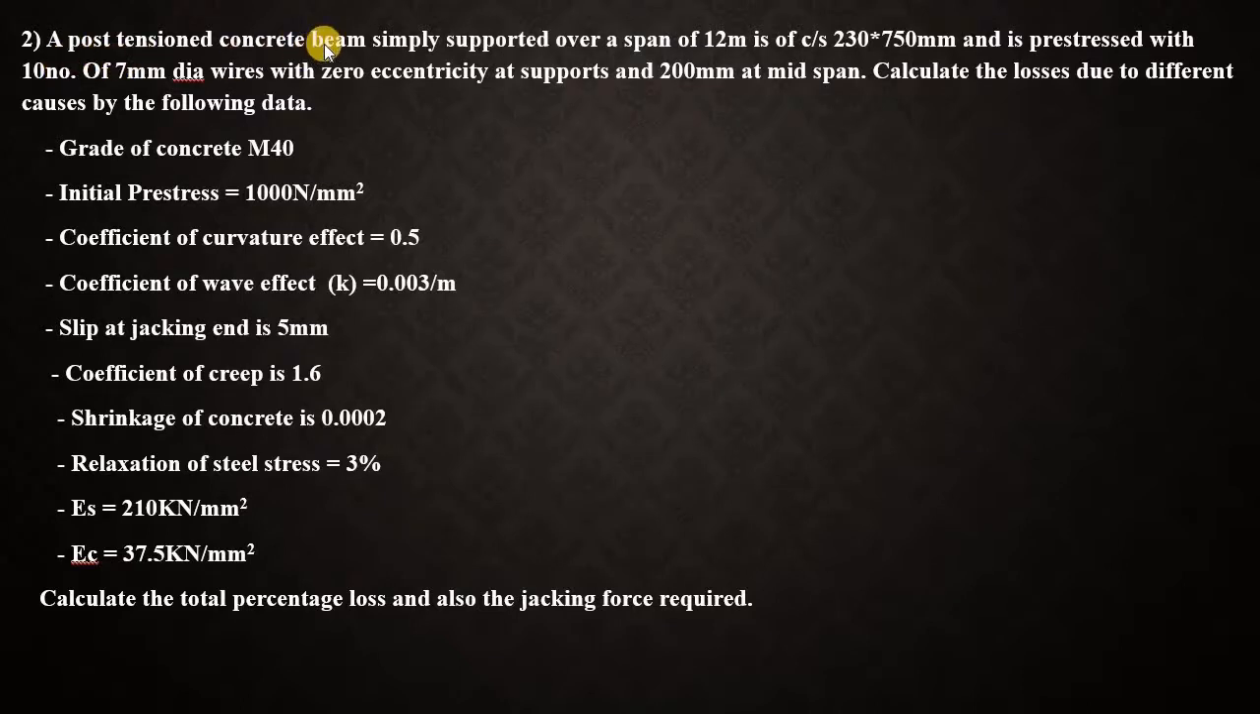A post-tension concrete beam simply supported over a span of 12 meters is of cross-section 230 by 750 mm and is pre-stressed with 10 numbers of 7 mm dia wires with 0 eccentricity at supports and 200 mm at midspan. Calculate the losses due to different causes by the following data.